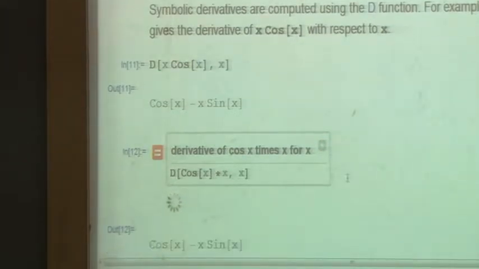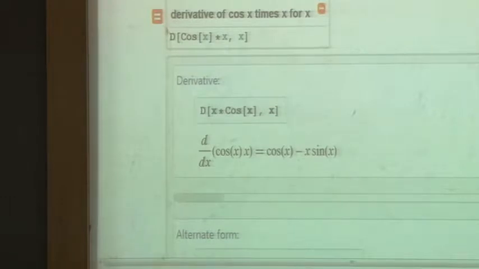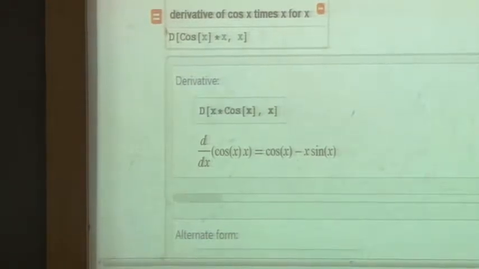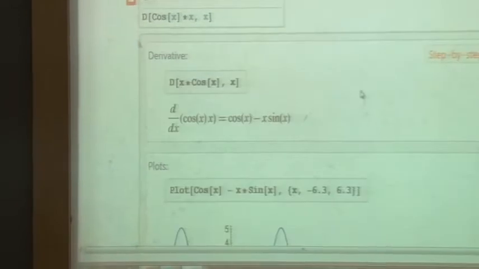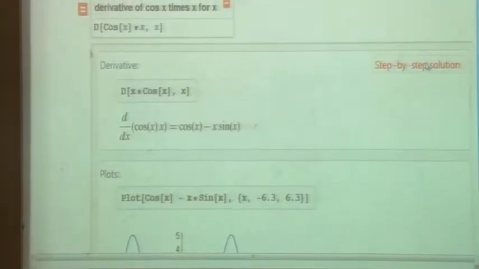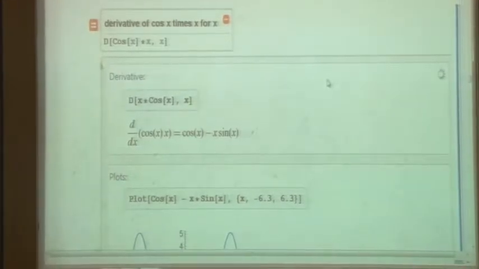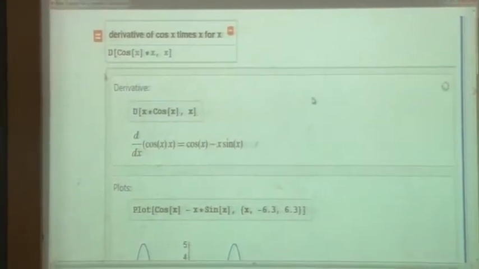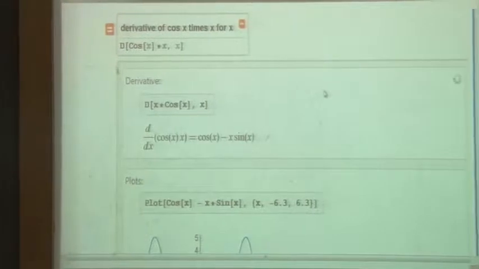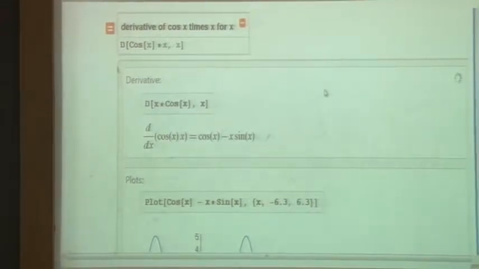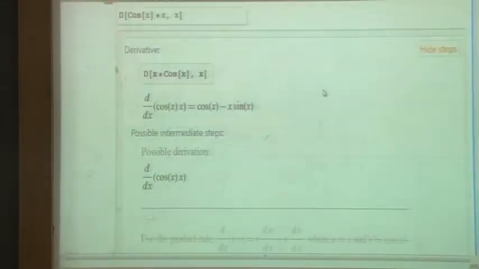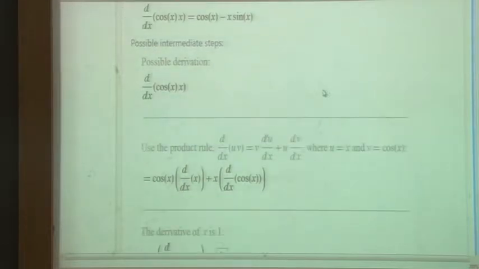So if I'm trying to discuss how to find derivatives with my students, or I'm finding a quite difficult derivative, I could just click on a step-by-step solution. And again, as long as the internet connection is good, Mathematica will guide me. There you go. So I use the product rule.